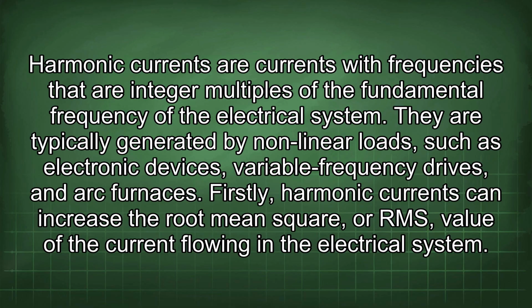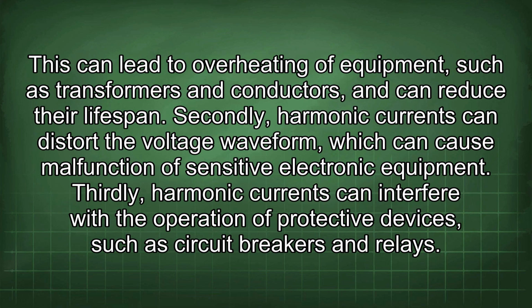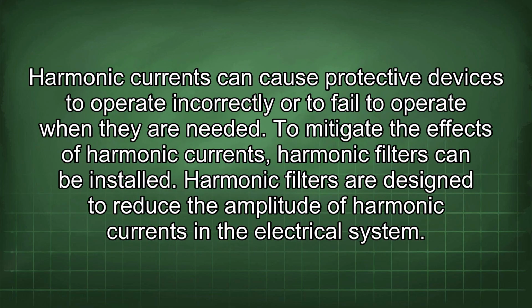Firstly, harmonic currents can increase the root mean square, or RMS, value of the current flowing in the electrical system. This can lead to overheating of equipment, such as transformers and conductors, and can reduce their lifespan. Secondly, harmonic currents can distort the voltage waveform, which can cause malfunction of sensitive electronic equipment. Thirdly, harmonic currents can interfere with the operation of protective devices, such as circuit breakers and relays. Harmonic currents can cause protective devices to operate incorrectly or to fail to operate when they are needed.